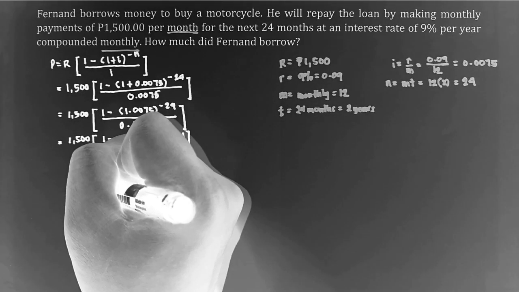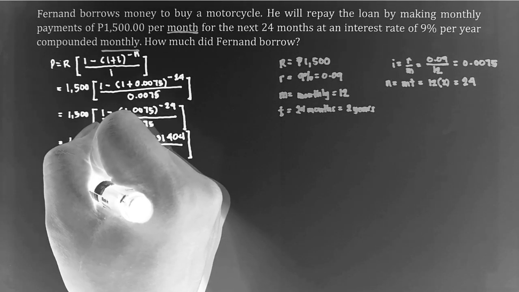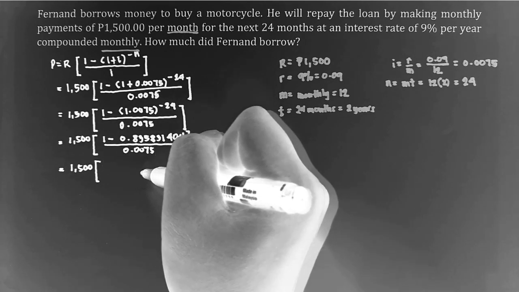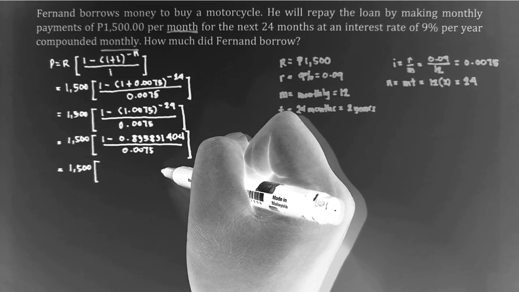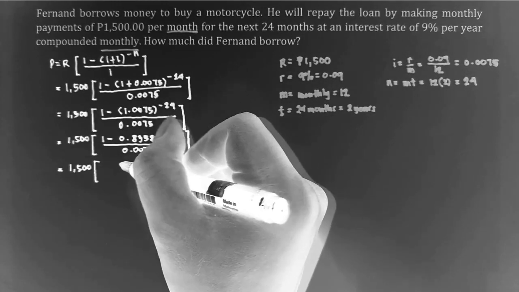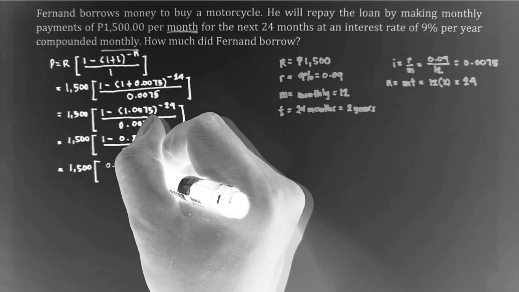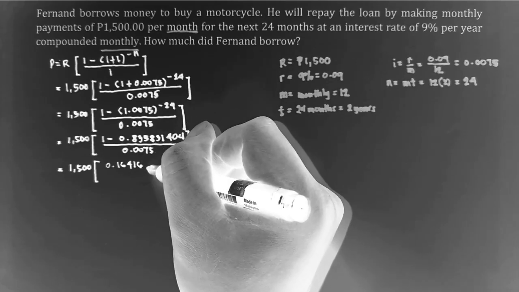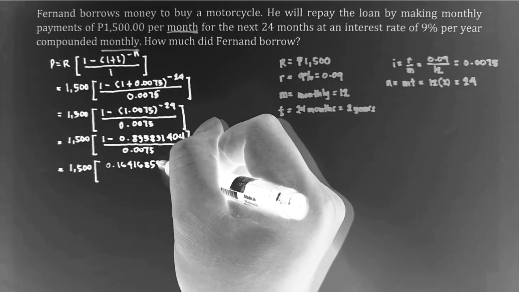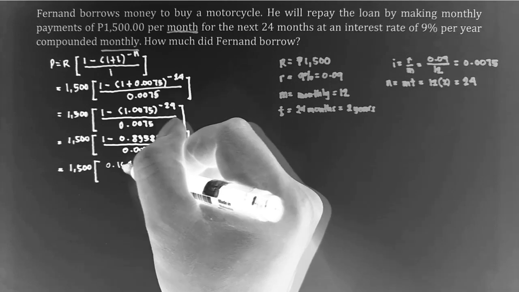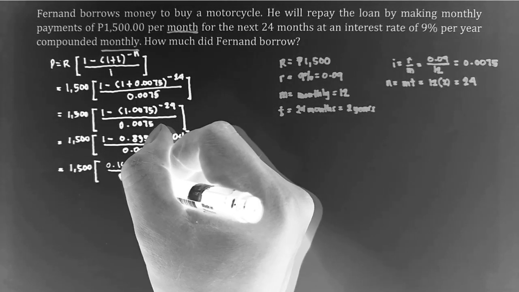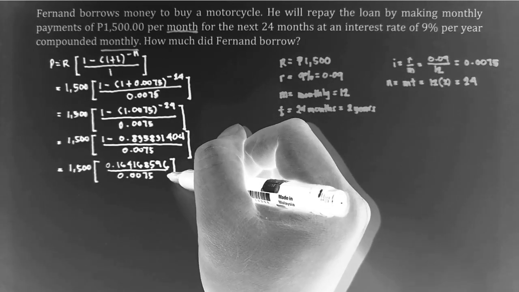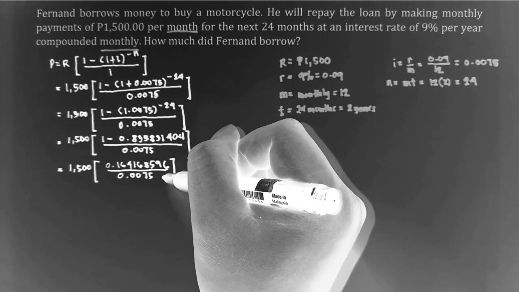And then next, isubtract natin yung mga numbers na nasa ating numerator. So we have 1,500 times 1 minus 0.835831404. That will give us 0.164168596. And then divided by 0.0075. So of course, ang next natin na gagawin is i-divide natin itong dalawang numbers na nandito.